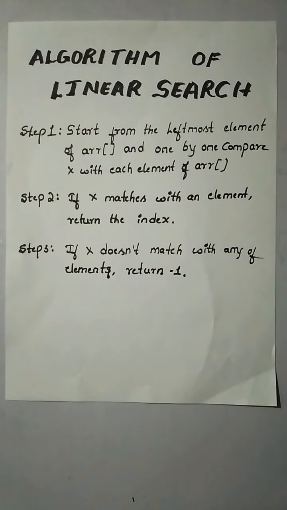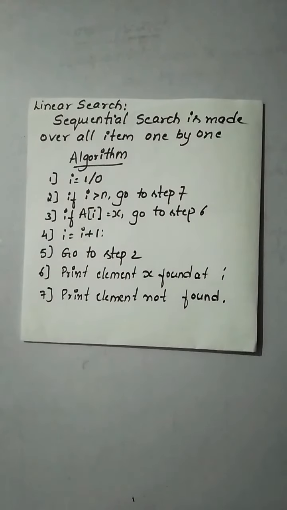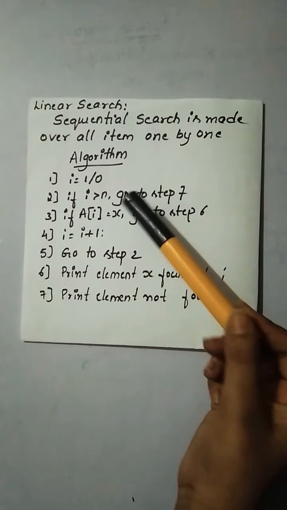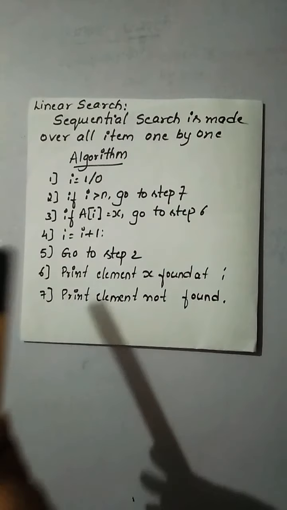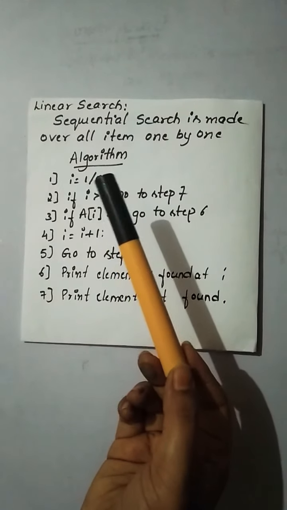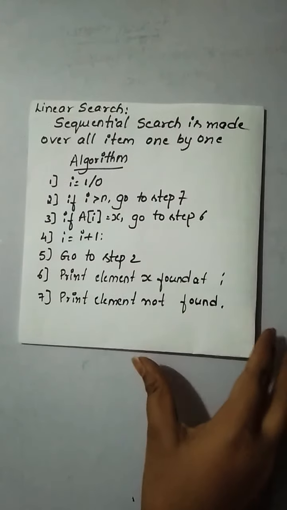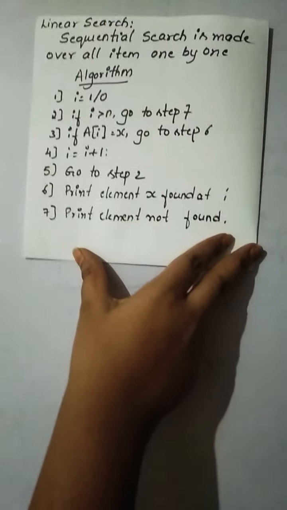Next we will see the actual algorithm of linear search and work through it with an example. This is the actual algorithm of linear search, and first we'll see the definition. When a sequential search is made over all items one by one, it is called linear search. We'll crack this algorithm with an example, and then you will understand the actual algorithm of linear search.